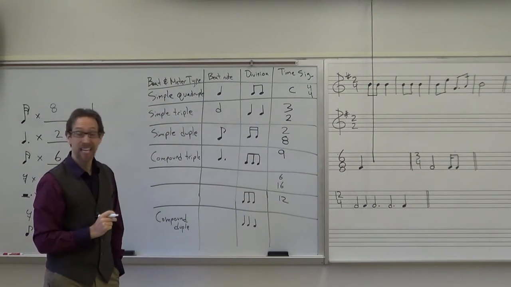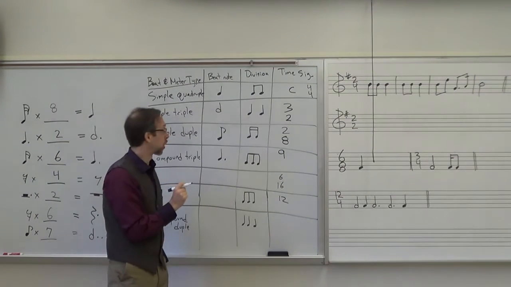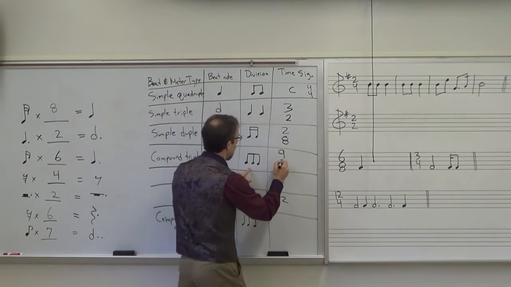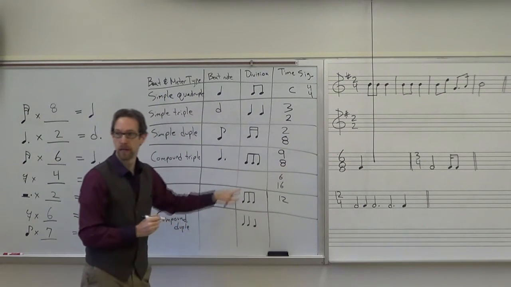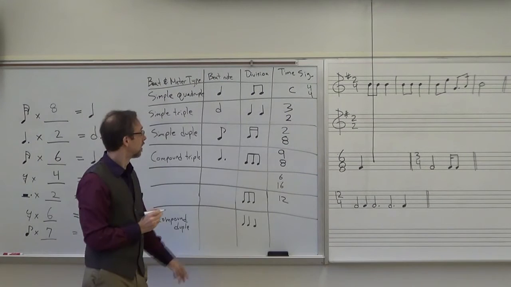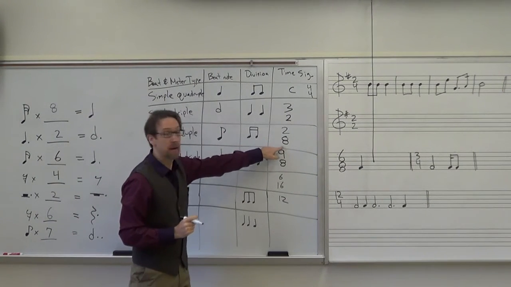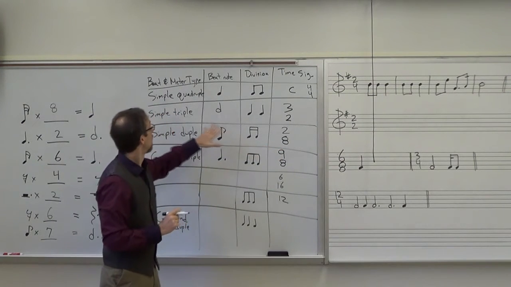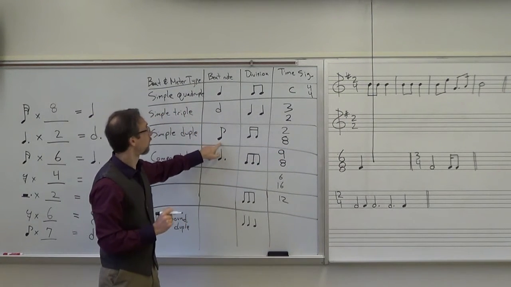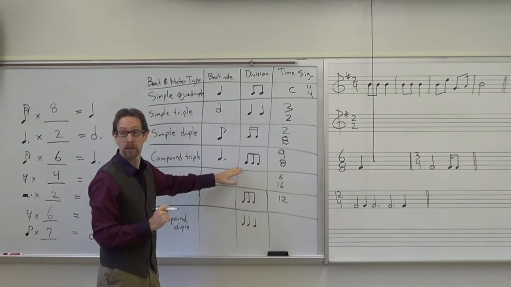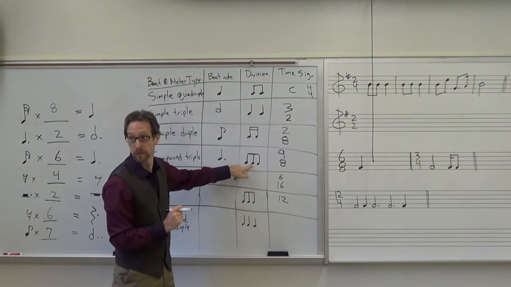Now, to get the bottom number for our time signature, with a compound meter, we take it from our division of the beat. So these are 8th notes, and we put that right there. So we put an 8th, so 9/8. Let me tell you that difference again. When we're looking for the bottom number of our time signature in a simple meter, we take that from the beat note. When we're doing a compound, we take it from the division note. And that's the big difference.